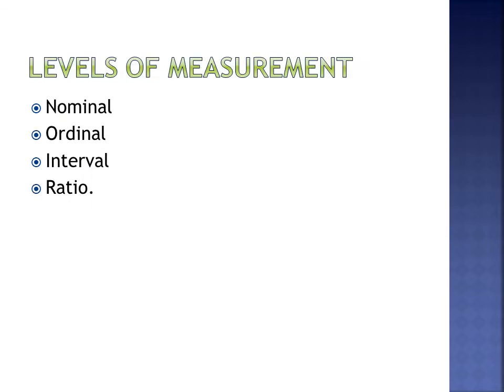Now here are the four levels of measurement. These are the nominal, the ordinal, interval, and ratio. To memorize this easily, some use the acronym NOIR: nominal, ordinal, interval, and ratio. Now let's go to it one by one.